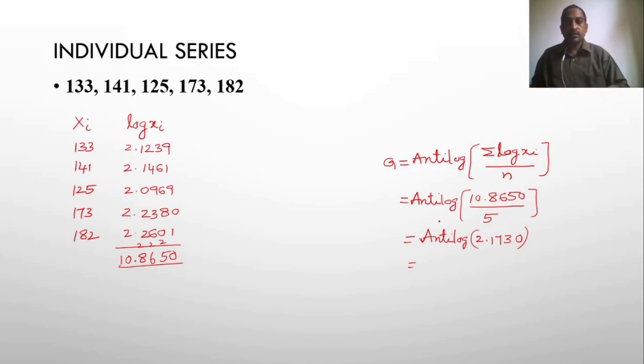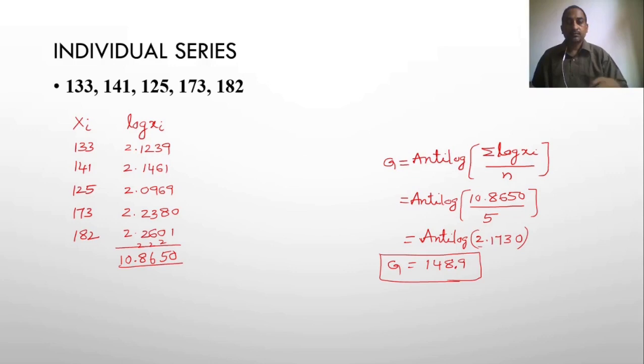You have to see 0.17 under 3, which is 1489. Under 0, the mean difference is 0, so that is no problem. Here, 2 point means you place the decimal point after 3 digits from left to right: 1, 2, 3. So we get 148.9. The geometric mean of the given series is 148.9.